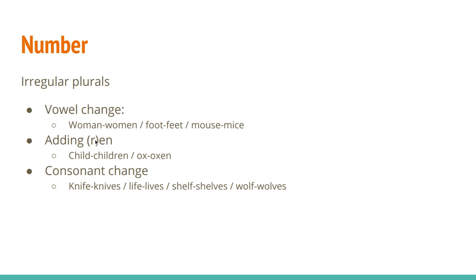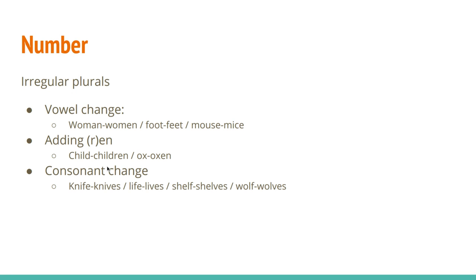Now, some other plurals involve adding en or ren to the end of the word. So, for example, one child, two children. So don't ever say childs, okay? Because the plural for child is children. Oxen, this is an animal, but you won't use it probably, just so that you know.